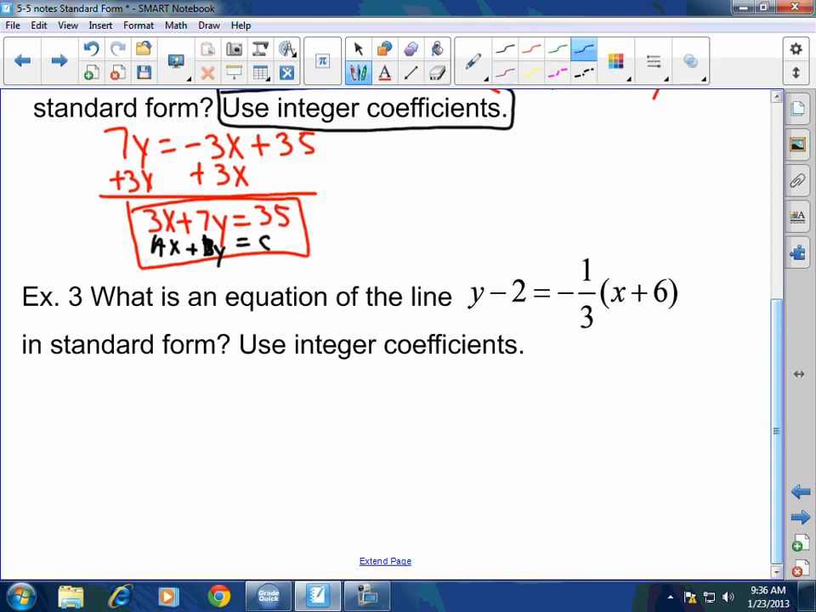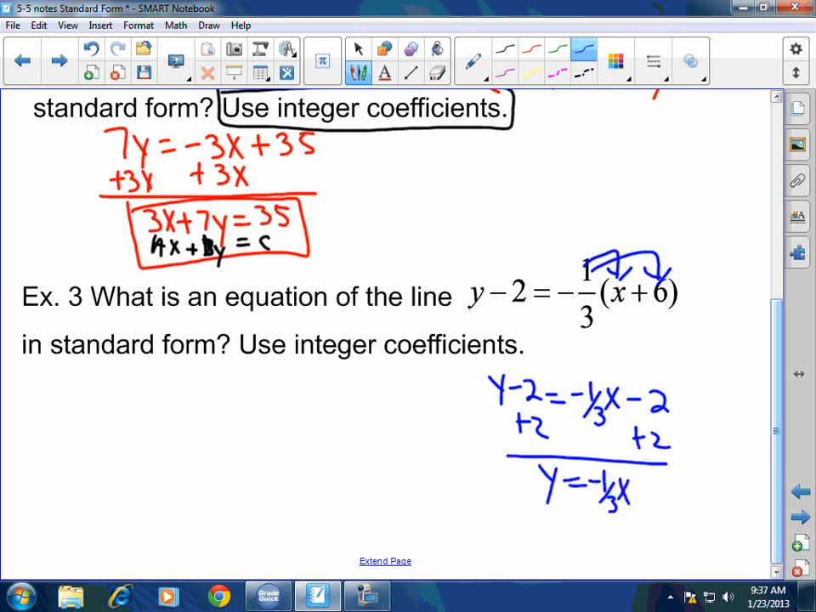Okay. So now, how do we go about doing this? What are we going to have to do here first? Correct. You're first going to have to solve for y. Put this into slope intercept. So this is y minus 2. Got to distribute. So this is going to be minus 1/3 x minus 2. Go ahead and add the 2 to both sides. y equals negative 1/3 x plus 0. Okay, so I have y equals negative 1/3 x. That's awesome if I want it in slope intercept form.